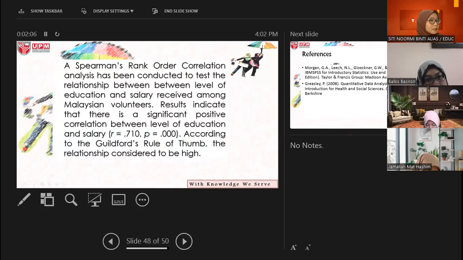Okay, so this is how to report your finding. A Spearman rank order correlation analysis has been conducted to test the relationship between level of education and salary received among Malaysian volunteers. So results indicate that there is a significant positive correlation between level of education and salary. R equals 0.710, significant value equals 0.000. According to the Guilford rule of thumb, the relationship is considered to be high.